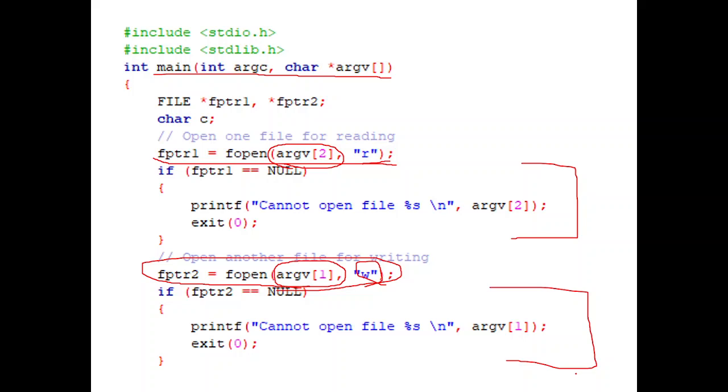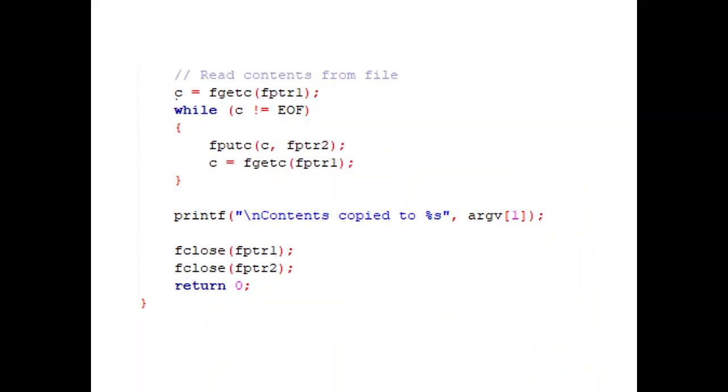So once everything is successful, I'm going to get a character from the first file, right? This is a pointer which points to the first file. I'm reading from that, and then I'm going to check the condition whether it is end of file or not. In case it is not end of file, then I'm going to write the content to the second file pointer, right? I'm going to write the character read to the second file pointer. Next, I'm going to read the next character from the first file and iterate further.